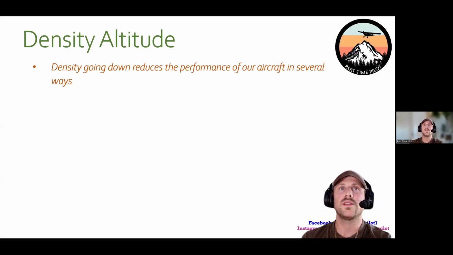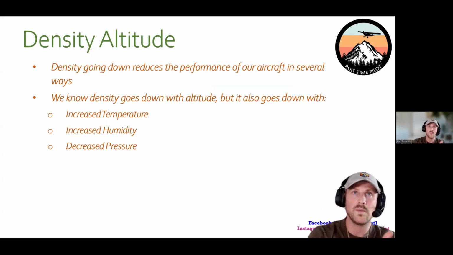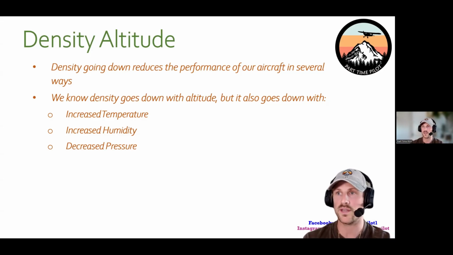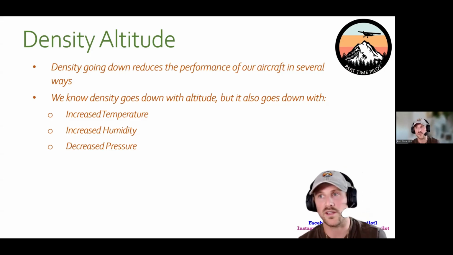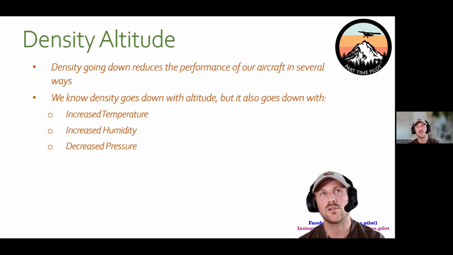All right, density going down reduces the performance of our aircraft in several ways, which I mentioned. We know density goes down with altitude, but it also goes down with increased temperature, increased humidity, and decreased pressure. So we want to know what makes our density go down. Obviously, the higher we get in altitude, our density is going to go down. That's fine. But if we are flying low, like most general aviation pilots do, we're not flying too high off the ground compared to other large aircraft.